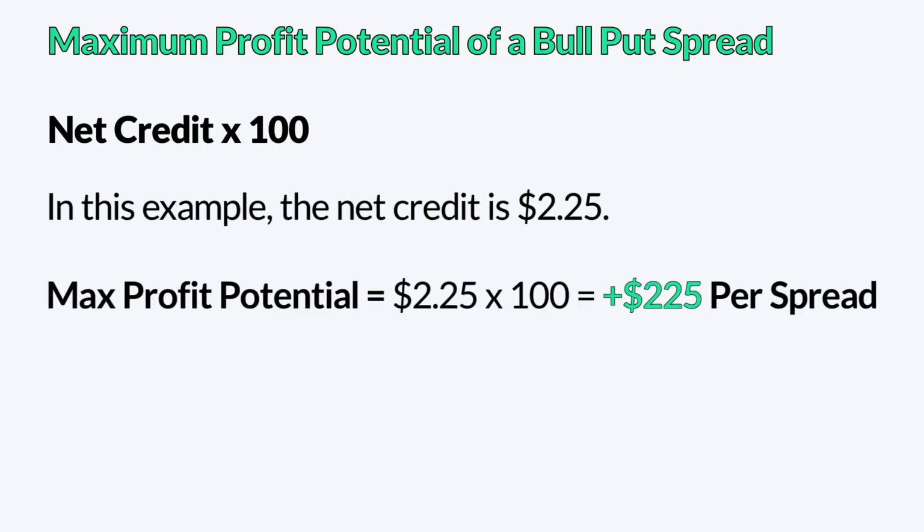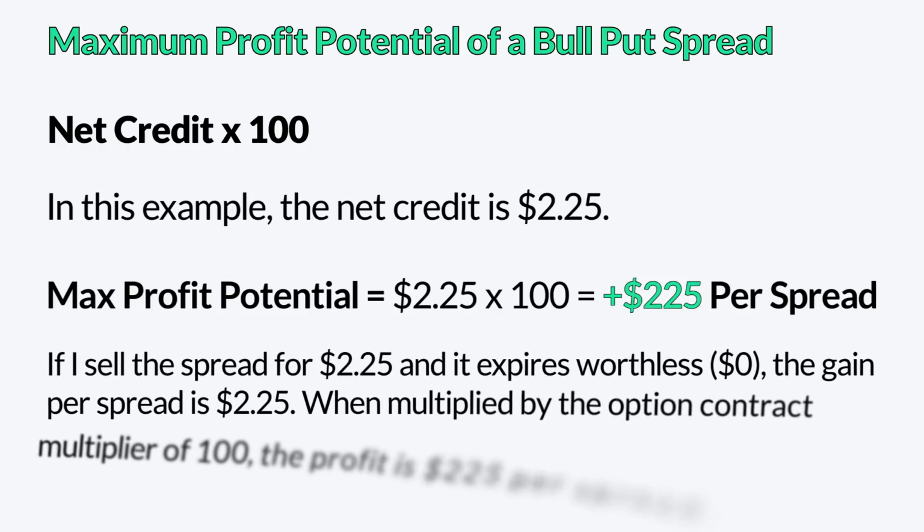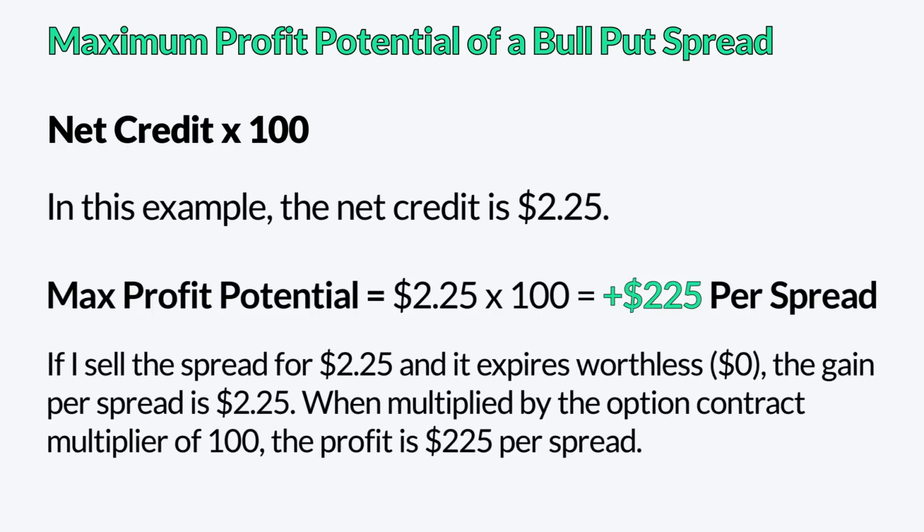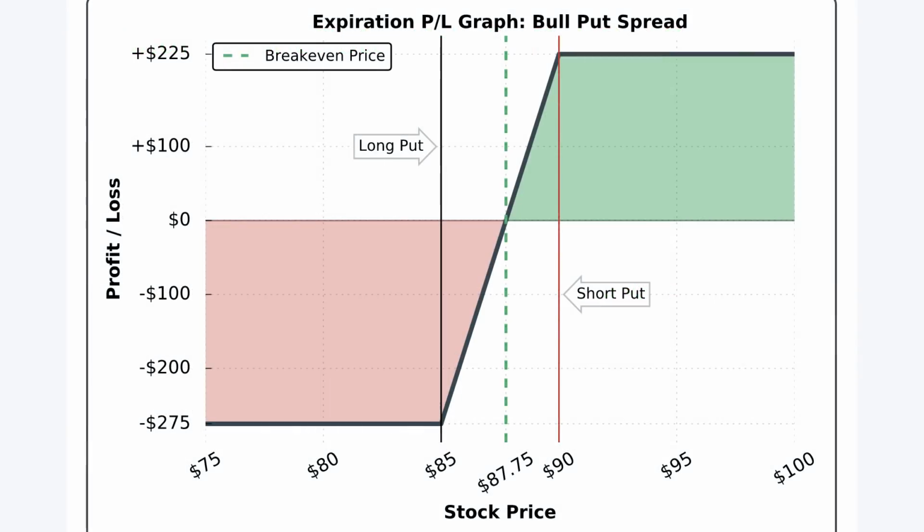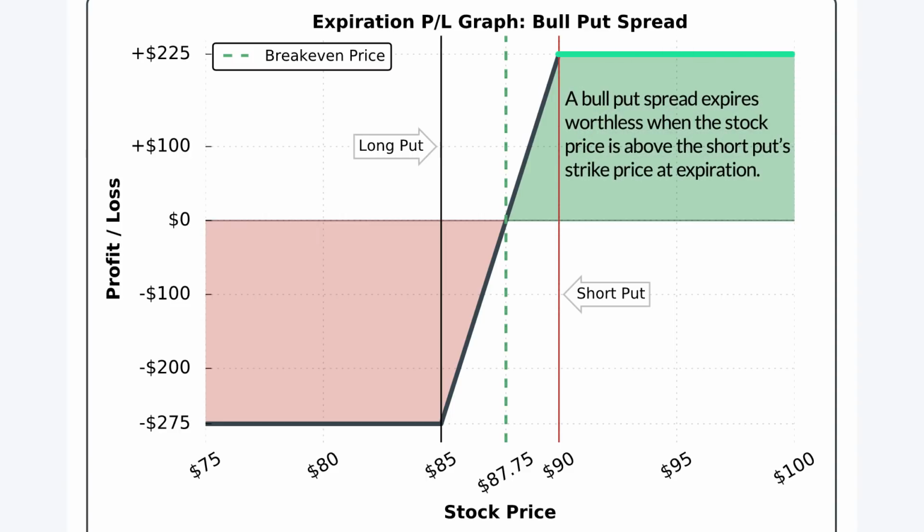When selling options or selling spreads, the best case scenario is that the options expire worthless, in which case you keep 100% of the premium that you collected when selling that option or spread. In this example, if I sell the spread for $2.25 and the spread expires worthless or with a value of $0, I will have a $2.25 profit per spread, and when I multiply that by the option contract multiplier of 100, I get a maximum profit potential of $225 per spread that I sell.